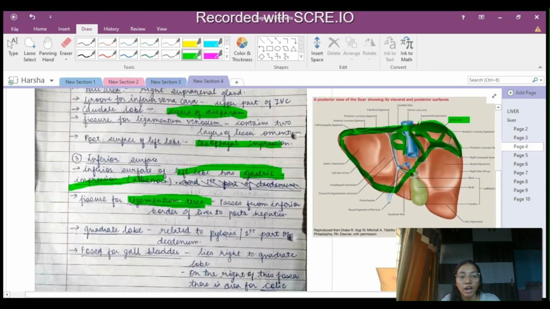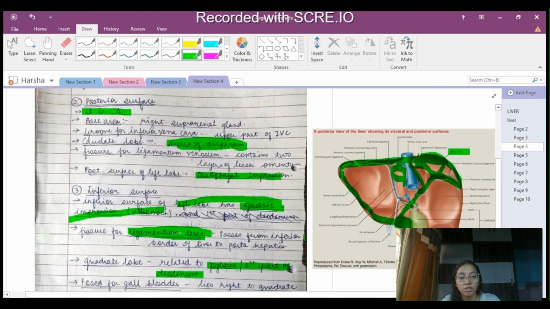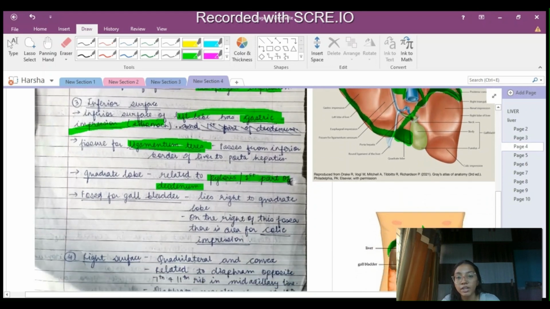Fine. Then we have next the caudate lobe, which is present over here. The caudate lobe will have the pylorus, or the first part of the duodenum. Okay. Then fossa for gallbladder, that we all know, this is the fossa for gallbladder, which will lie on the right to the quadrate lobe. On the right of this fossa, there is an area which is called colic impression.